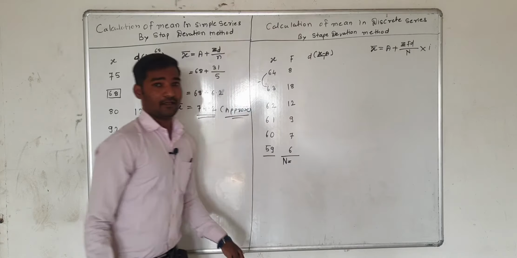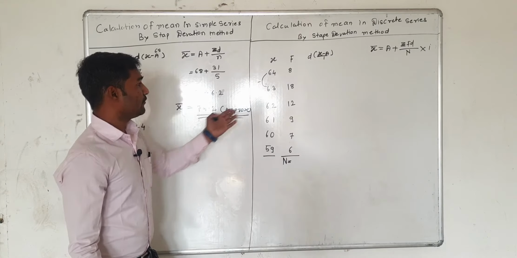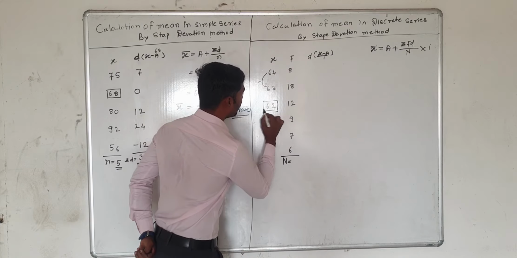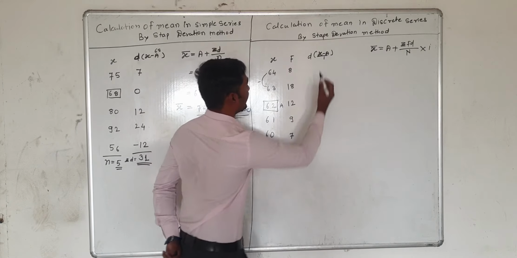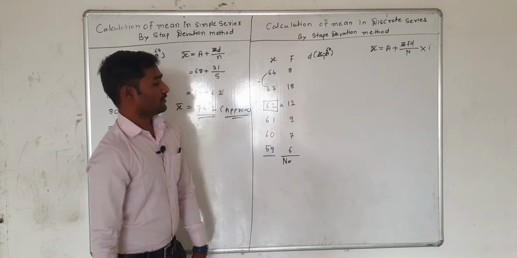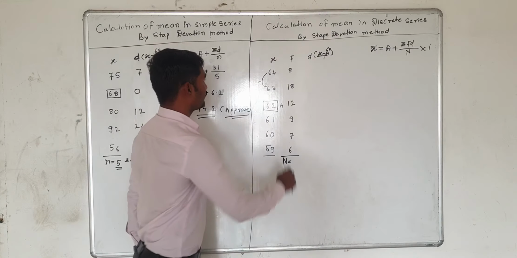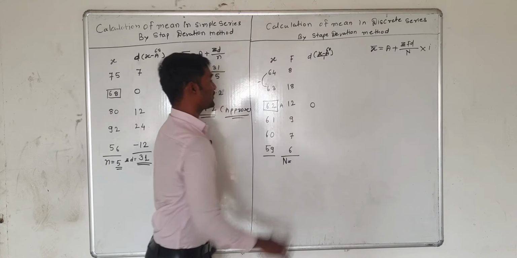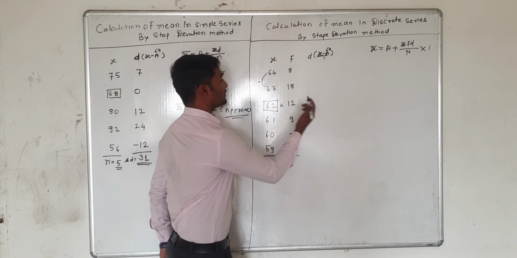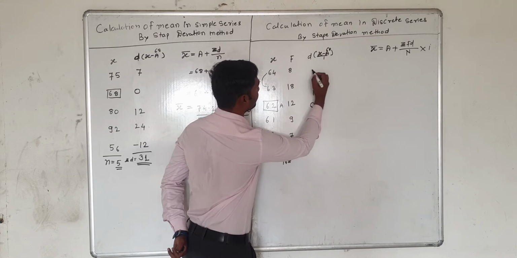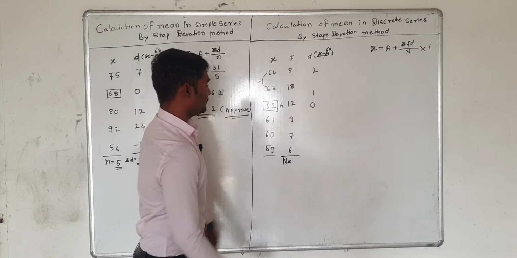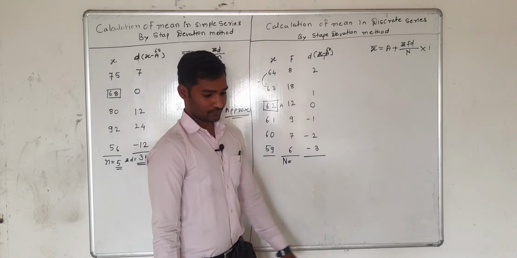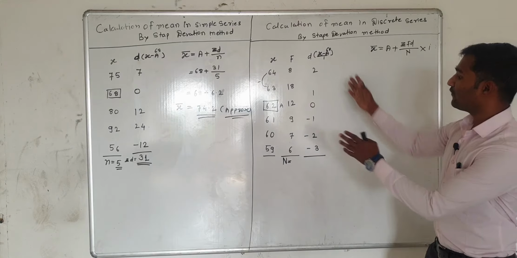Then what is the value of A? We saw in the previous problem how to calculate A. We will take any value as the assumed mean from these values. In that problem we took the middlemost value, 62, as the assumed mean. So we will write A as 62 here. Okay, got it. Now we will calculate D. 64 minus 62 is 2, 63 minus 62 is 1, 62 minus 62 is 0, then minus 1, minus 2, minus 3. Okay, so we got the values of D.